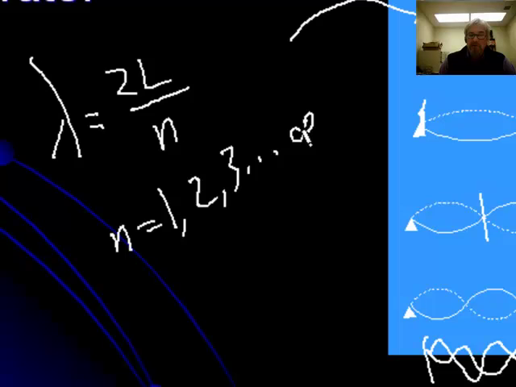you could go up to infinity. There's no reason you couldn't. But you couldn't have 2.5 in there, and you couldn't have 3.5, or 1 2/3. Got to be positive whole numbers. So there's a quantum number, and it describes the wavelength.